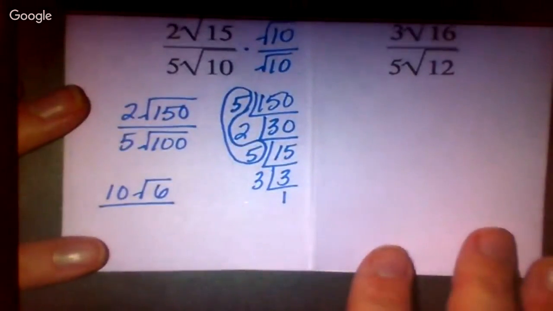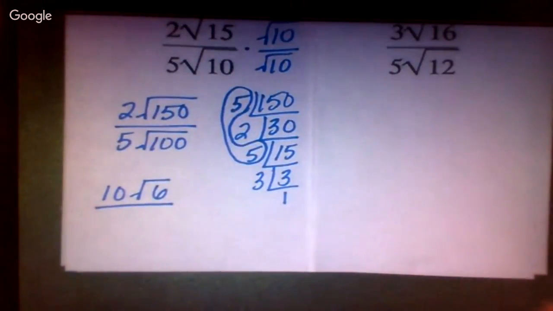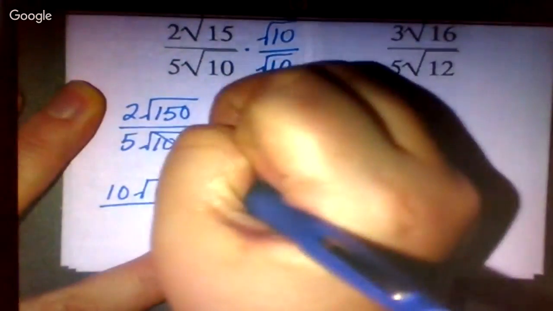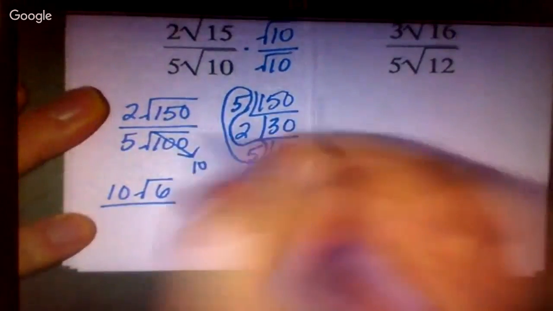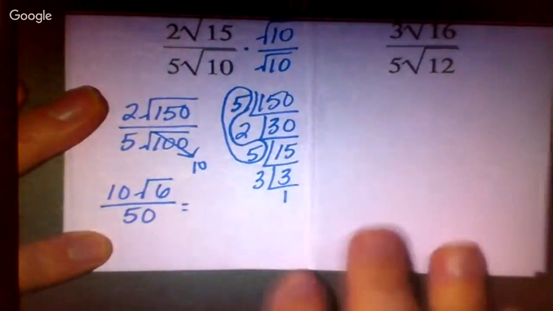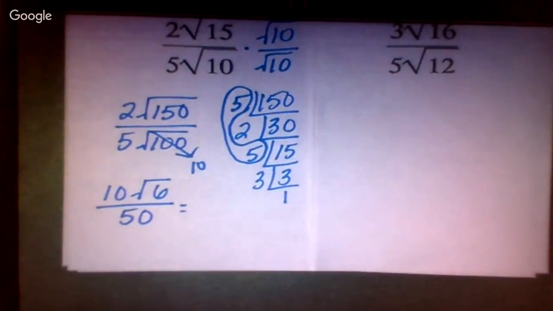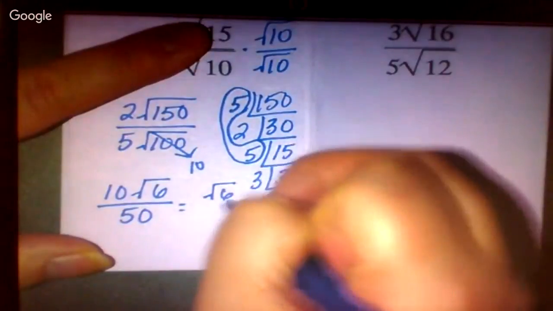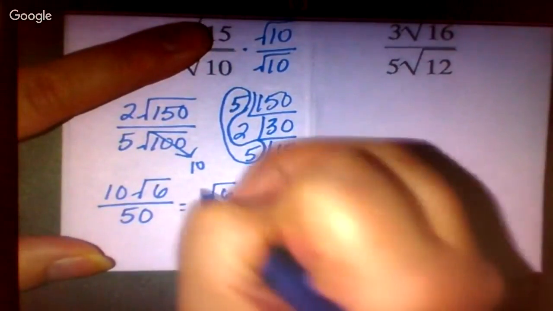In the bottom, what does the square root of 100 reduce down to? 10. So what's 5 times 10? 50. And that reduces down to 1/5. So this is the square root of 6 over 5.